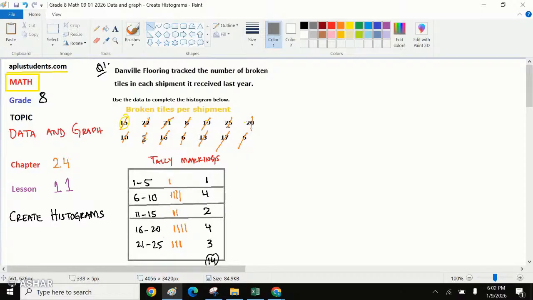This is known as tally markings. Tally marking is basically counting of the values, of the repetitions, of the frequency. So now, the main question was to draw the histogram, right? We need to draw the histogram. Let's see what we can do with this question.